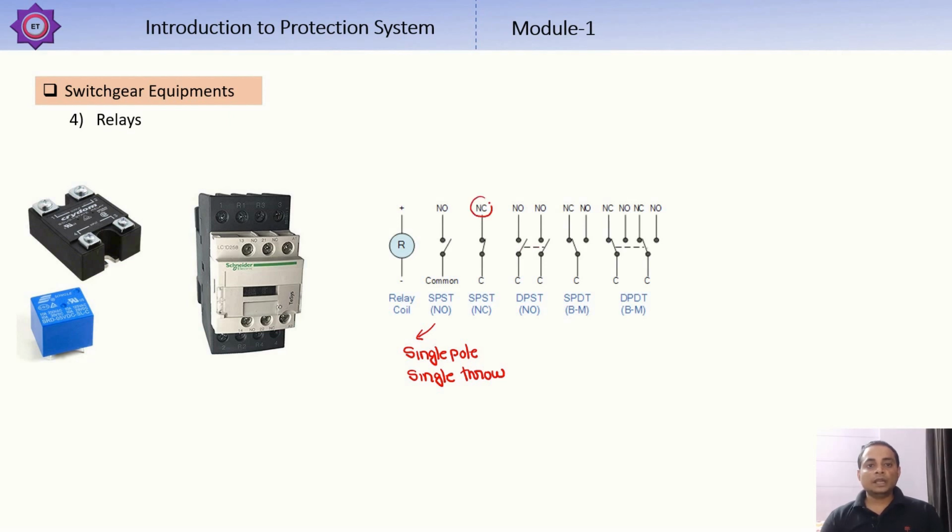Moreover, here NC represents normally closed and NO represents normally open. That means when relay coil is energized, NC contact remains closed, and when de-energized, NC contact will open.